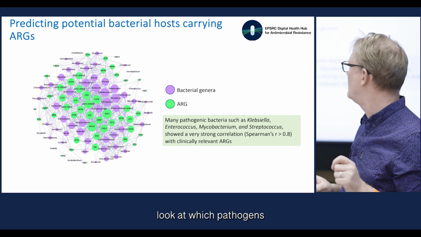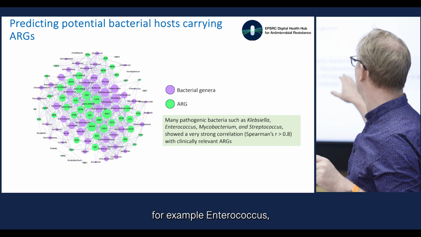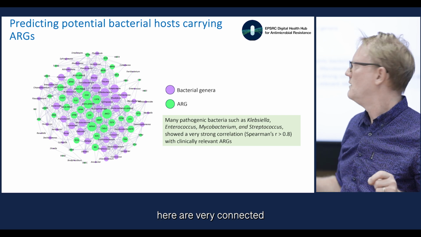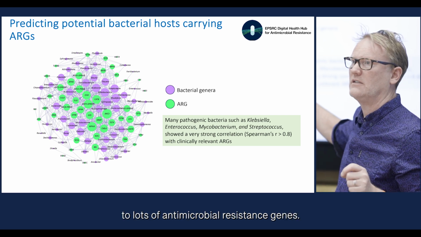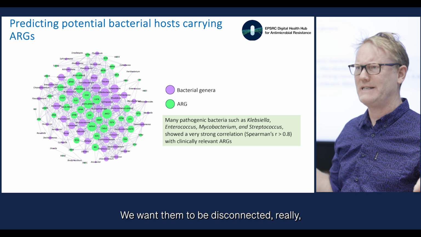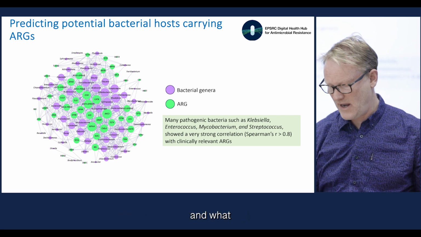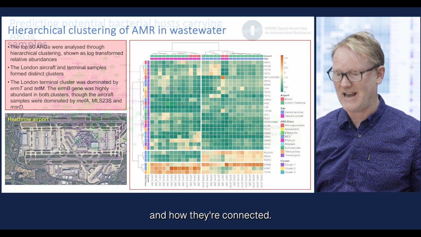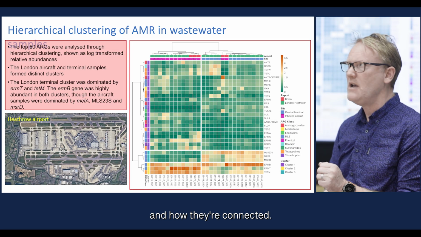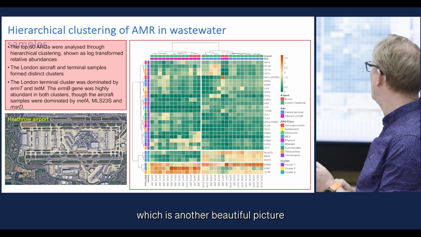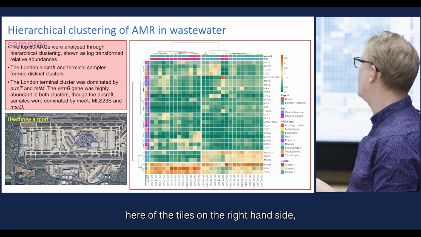So we can now look at which pathogens, for example, Enterococcus, Mycobacterium and Streptococcus here, are very connected to lots of antimicrobial resistance genes. That's not what we want. We want them to be disconnected, really. But this is telling us now which organisms we've got there and what the state of the problem is and how they're connected. We can also use this hierarchical clustering analysis, which is another beautiful picture here of the tiles on the right-hand side.